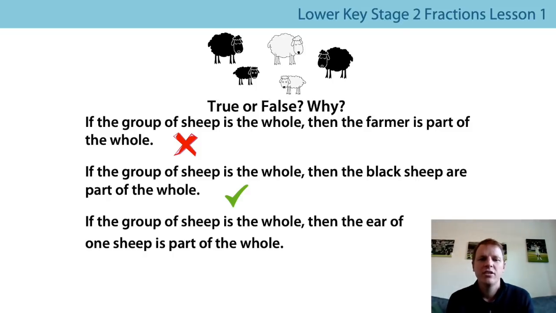The third sentence, if the group of sheep is the whole, then the ear of one sheep is part of the whole. What do you think about this one? This one is true. Even though it's part of something bigger, we can still say that the ear of one of the sheep, in fact, the ear of any of the sheep would be part of the whole.